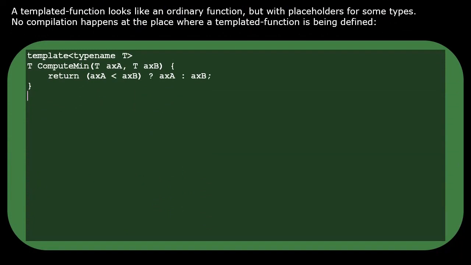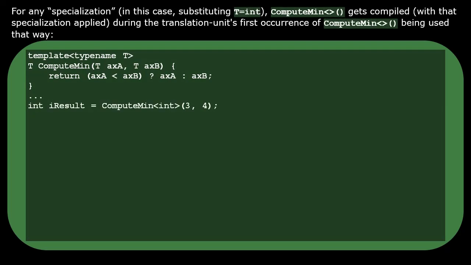When you write an ordinary function and then build your code, compilation will happen to your function definition, and a bunch of executable code will be generated at that location in the software. But when you write a template of a function, no compilation happens at that place. Instead, for any specialization of the template, it gets compiled at the point in time during software building where you first use the template that way.